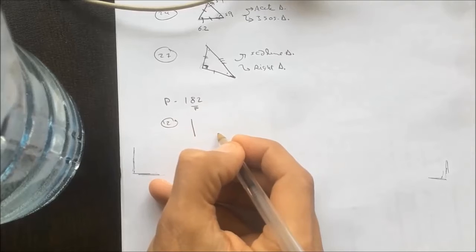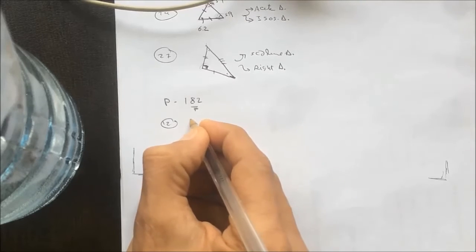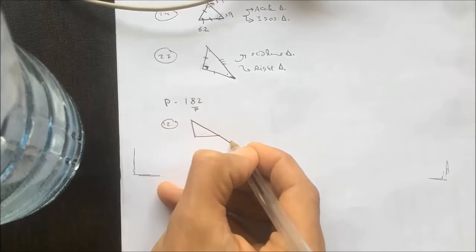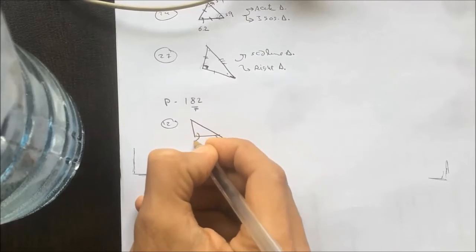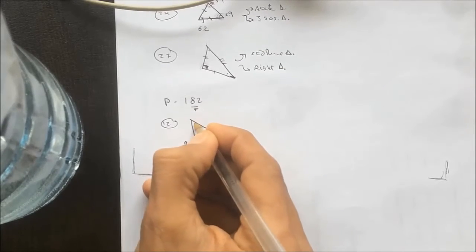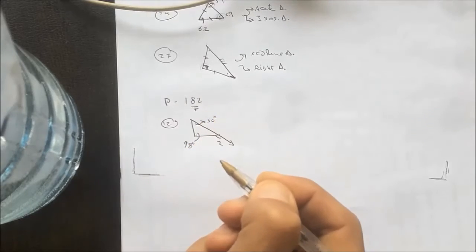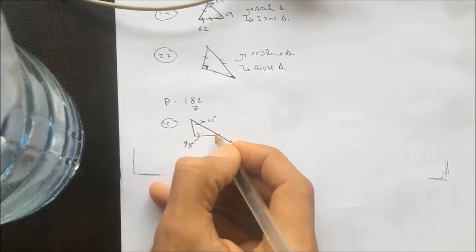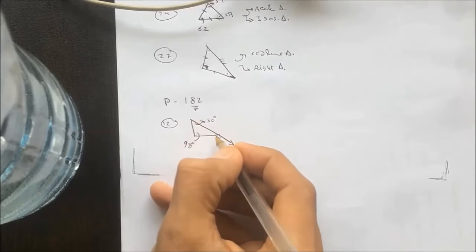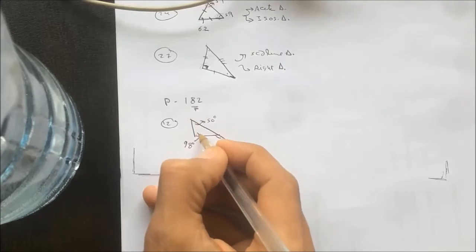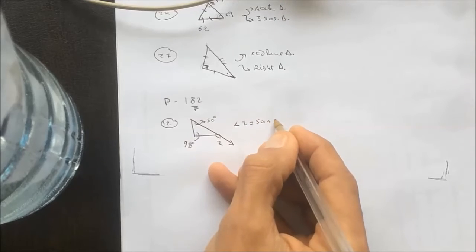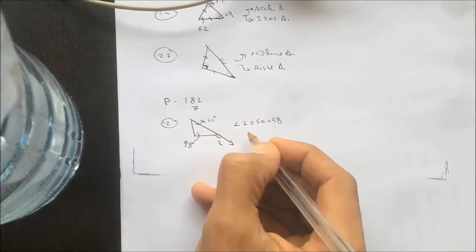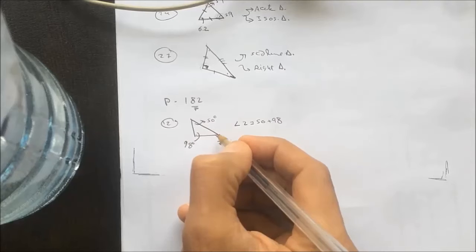So he draws a triangle like this, and he took this side and he extended it. He made an angle there, 2. This angle is 98 degrees. This angle is 50 degrees. Okay, this is not adjacent to this. This is also not adjacent to this. So this plus this is going to get this. So angle 2 equals 50 plus 98 to get the result of this third angle.